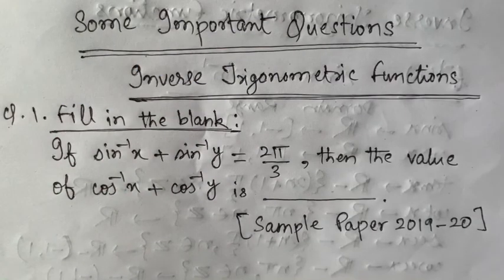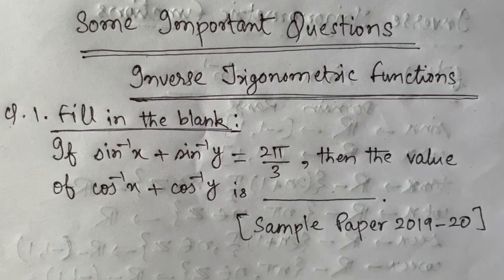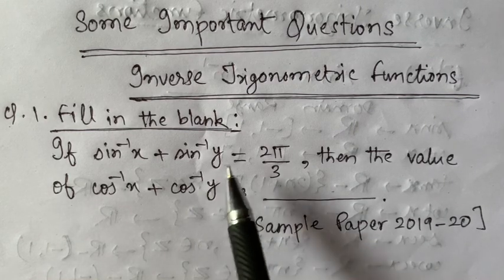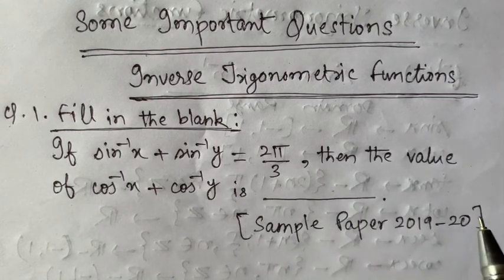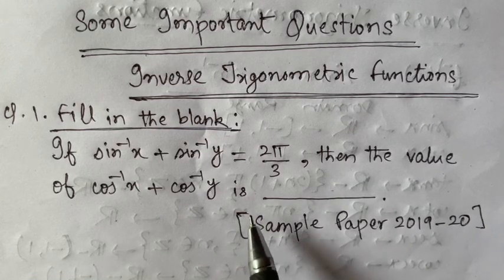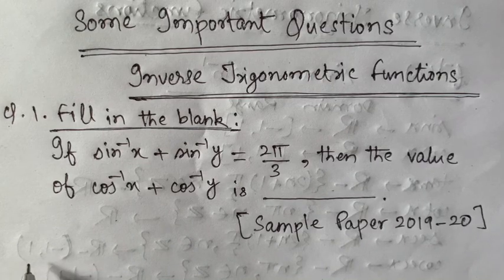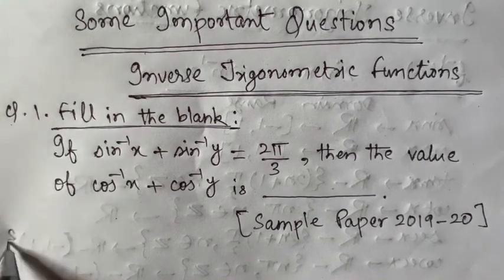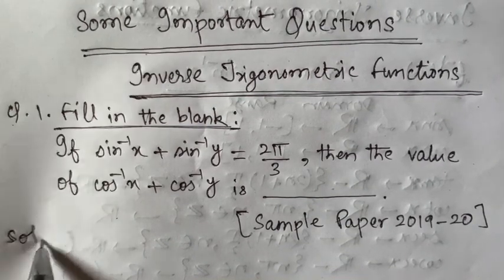Let us take question 1 in this session. Fill in the blanks. If sine inverse of x plus sine inverse of y is equal to 2 pi by 3, then the value of cos inverse of x plus cos inverse of y is. This is a fill in the blanks type question.